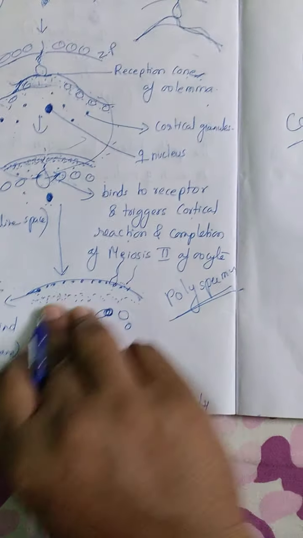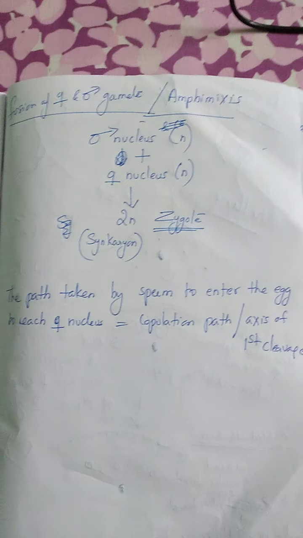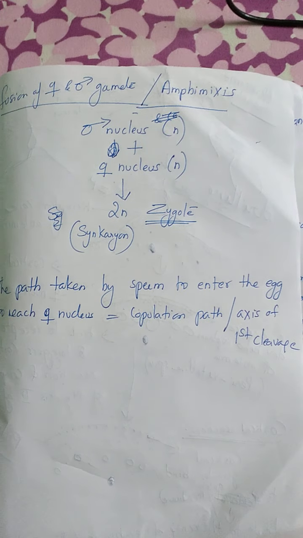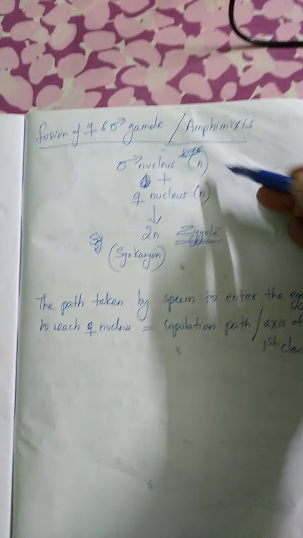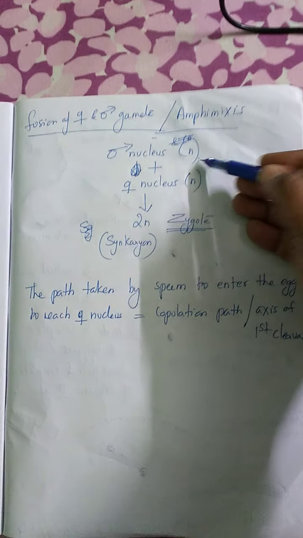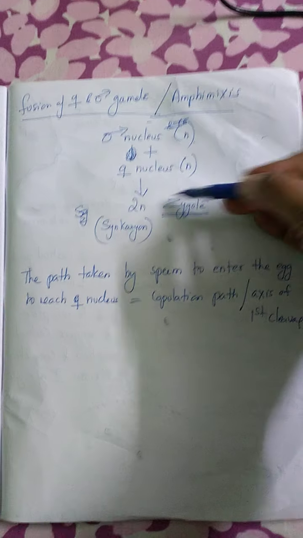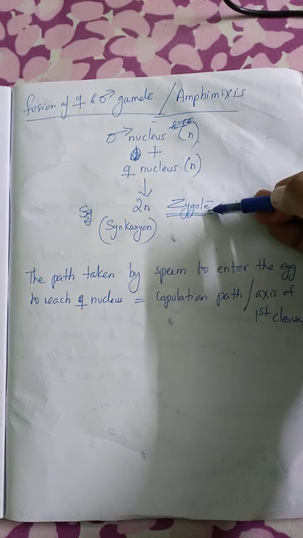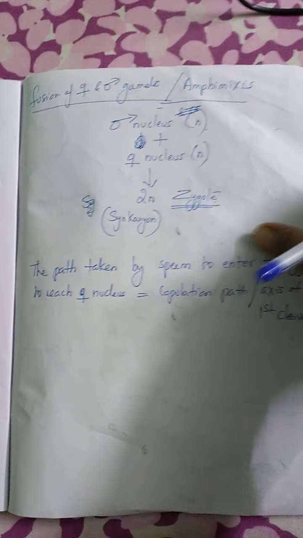Okay. Now in this way the sperm has entered inside, and now is the final stage, that is the fusion of male and female gametes, the nucleus, also called amphimixis. So the male nucleus, which is there in the sperm, haploid, fuses with the female nucleus, haploid, to give a diploid zygote, or what is called a synkaryon. So now the fertilization is over.